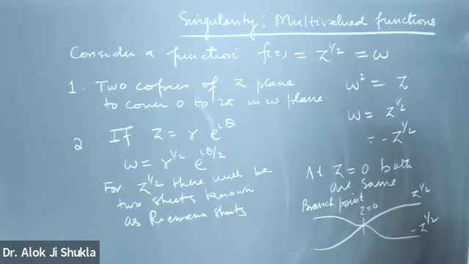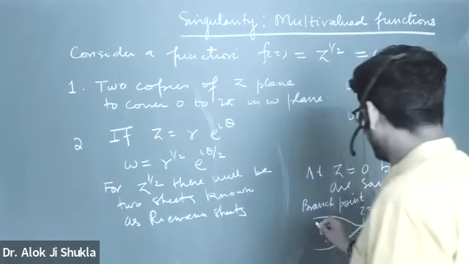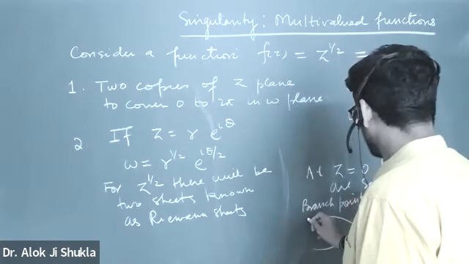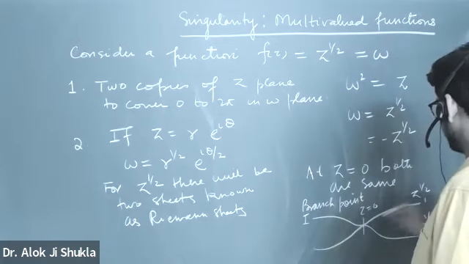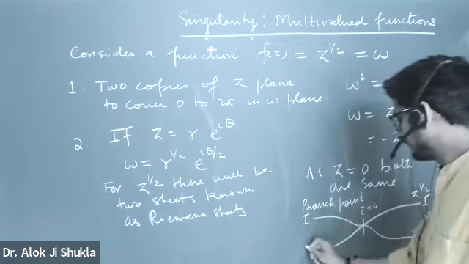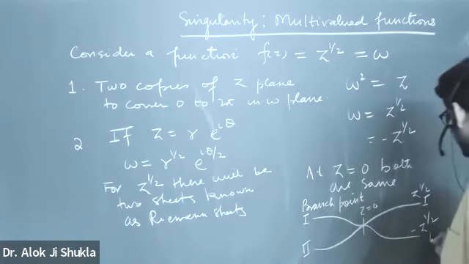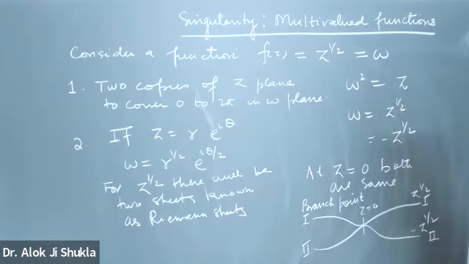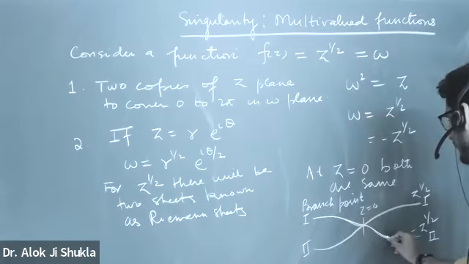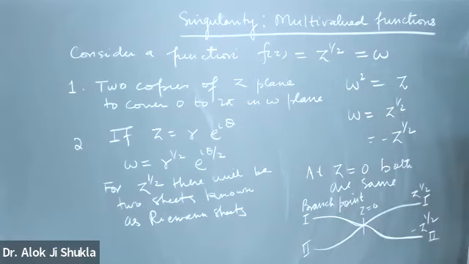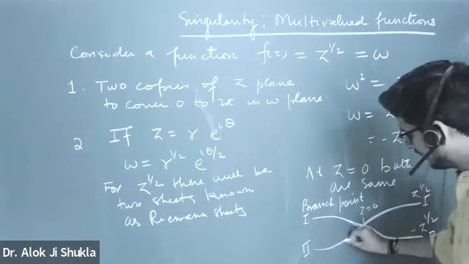So where both these values are the same. Suppose this is the first value, and this is the first sheet, and this is the second sheet. So it is something like this, that from the first sheet, using this you can enter into the second sheet, and using this you can enter here.